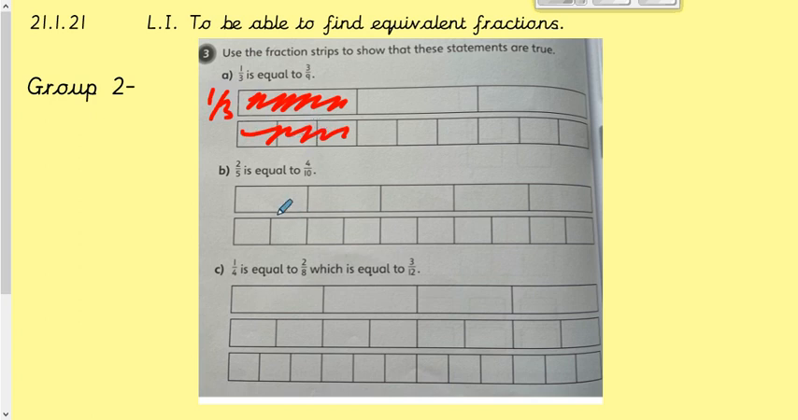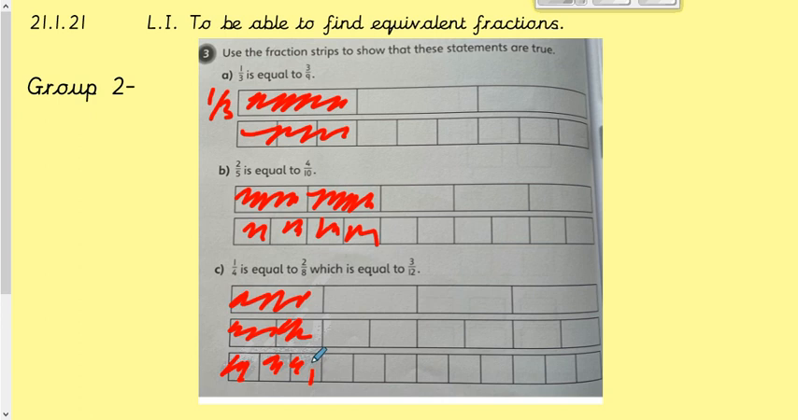2/5 is equal to 4/10. So you should have shaded in 2 out of the 5, and then 4 out of these 10. So these show 1/5 each, and these show a 10th each. And then the last one, 1/4. So these show a quarter. These show an 1/8. So we have 2/8. And then the last one is 3/12. So each of these are a 12th.